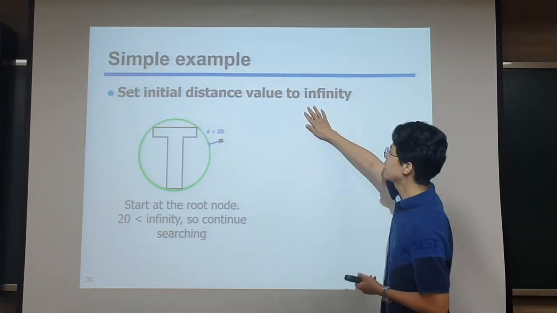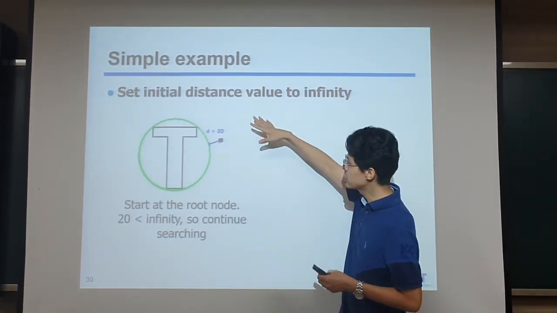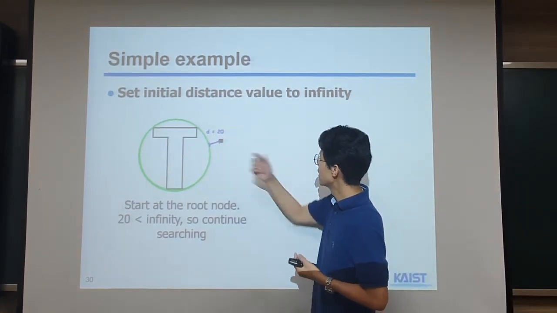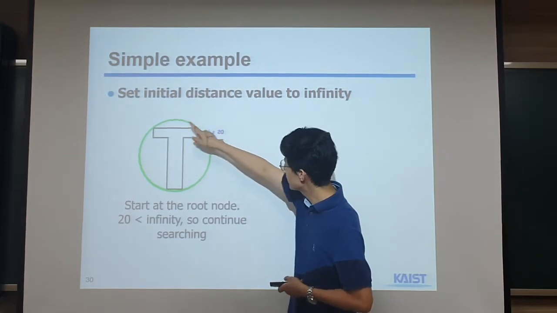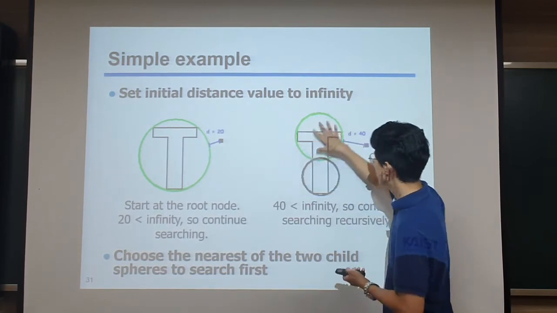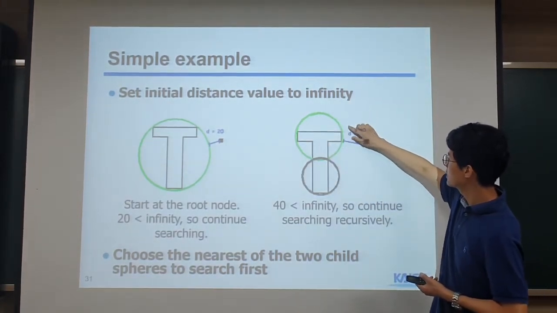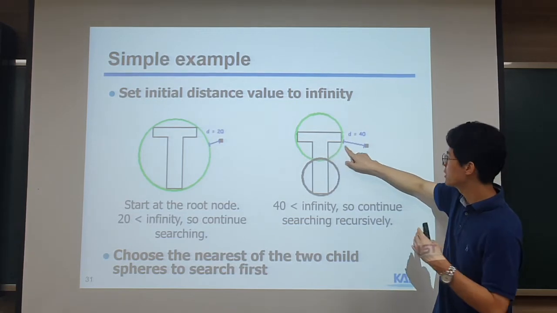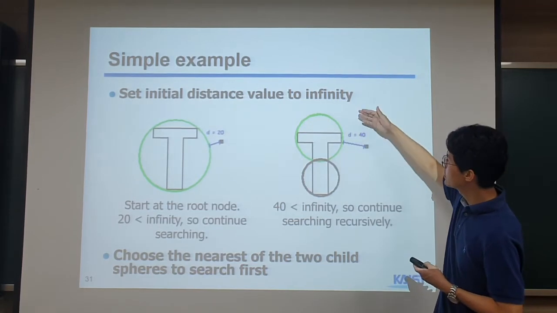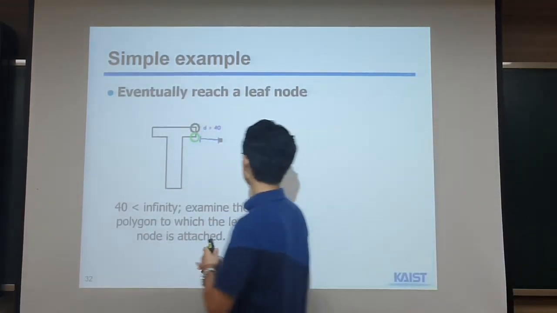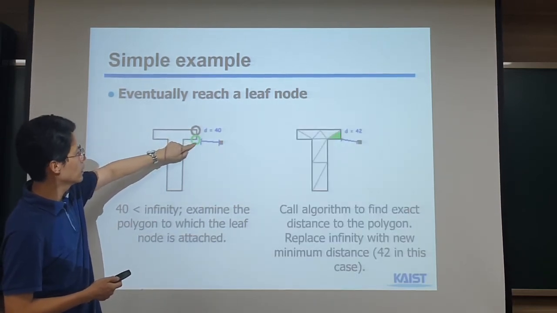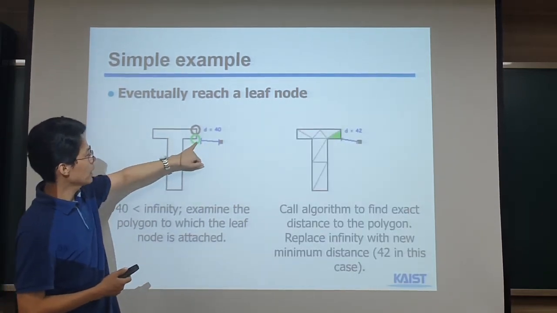So we set the initial distance value to infinite, and then we traverse. So far we built the bounding volume hierarchy using spheres on this object. In that case, we measure the distance between this point and this sphere. The distance is 20, which is smaller than infinity, right? Then we refine two nodes, and we pick this one, since it gives us the smaller distance to this point. Here we got a distance of 40, smaller than infinity. We traverse deeper, we choose this node, and this turns out to be a leaf node.